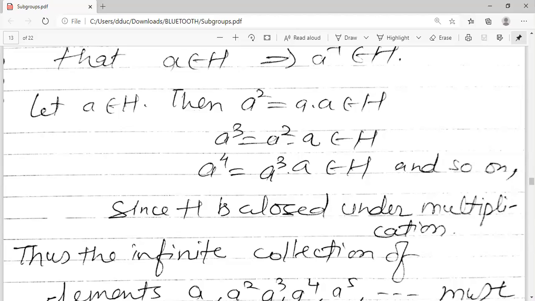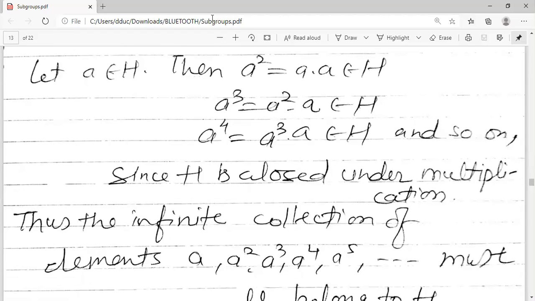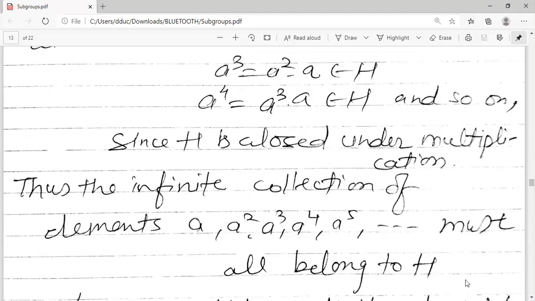But it will stop somewhere because it is given that H is finite. If it does not stop, that means it is going on infinitely, and the subset H becomes an infinite subset, which is not true. It is given that H is finite. So this has to stop somewhere. Everything here was coming from the closure property. Thus the infinite collection of elements a squared, a to the power 3, a to the power 4, a to the power 5, and so on must all belong to H.